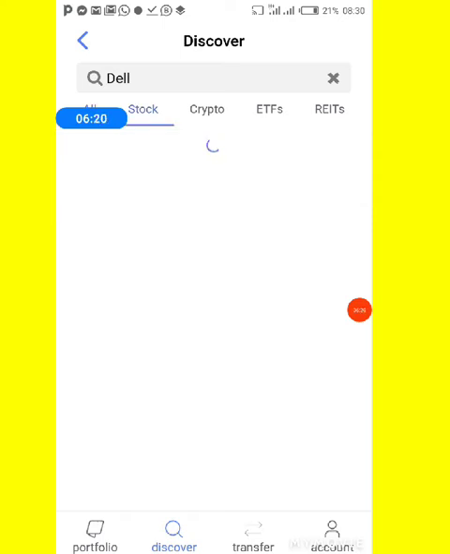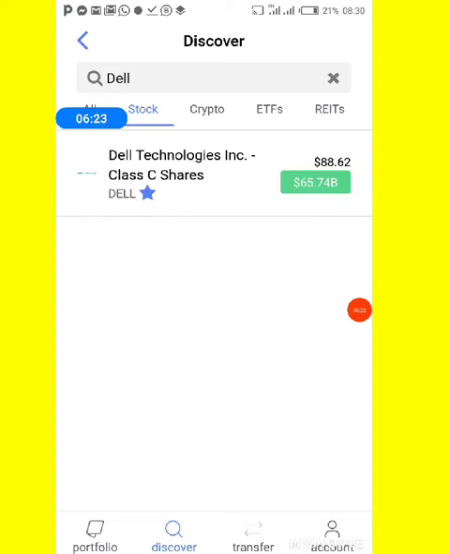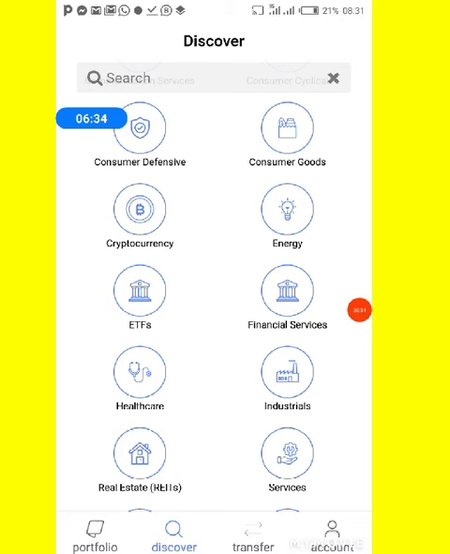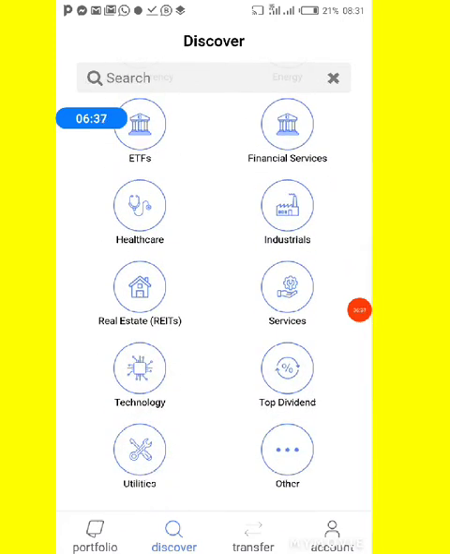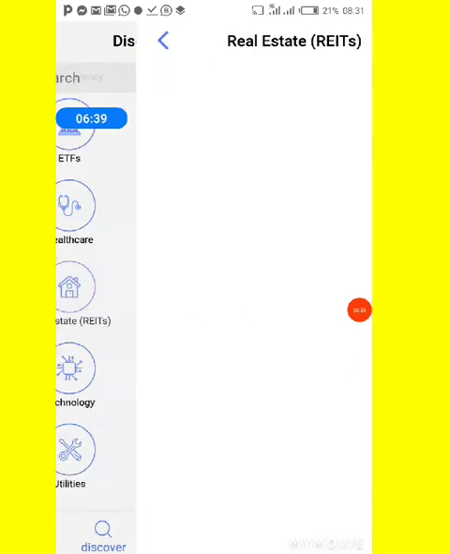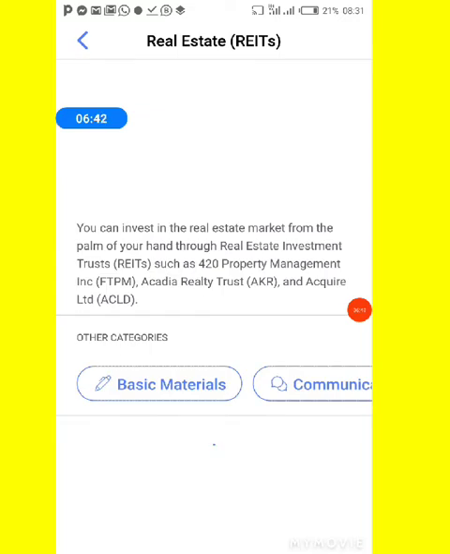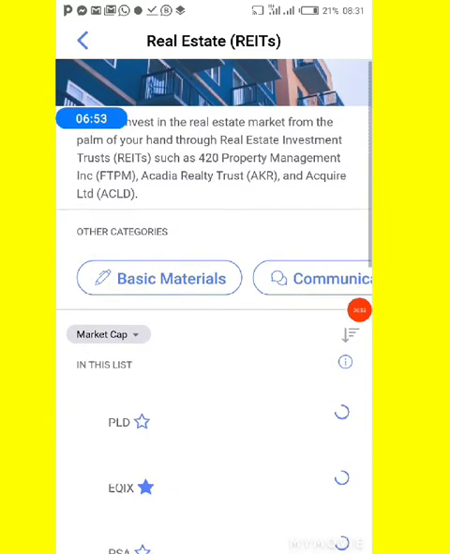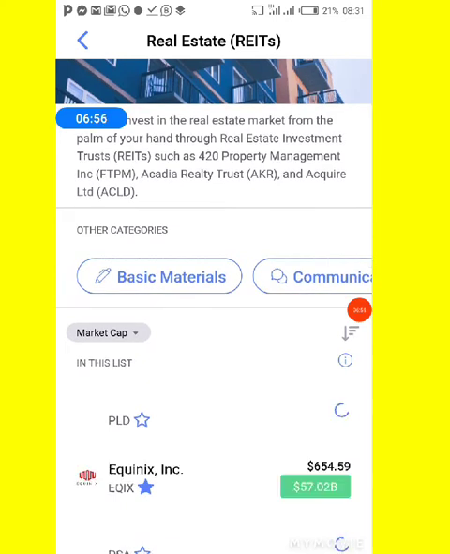I want to talk about how we can also select those stocks from among the thousands of stocks that are listed, not 100, because there are more than 100 stocks listed in Passfolio. So now let me come to real estate. I click on real estate to open. What is written here is you can invest in the real estate market from the palm of your hand through real estate investment trusts such as Equinix in Congress, Arcadia Realty Trust, and Acquire Limited.